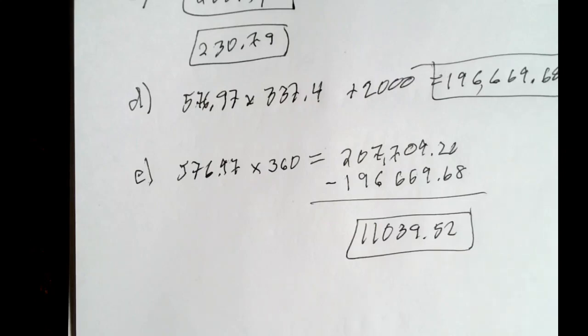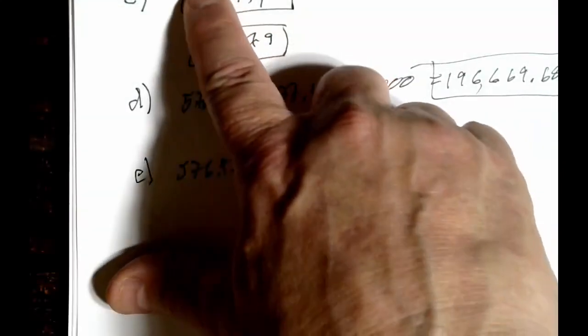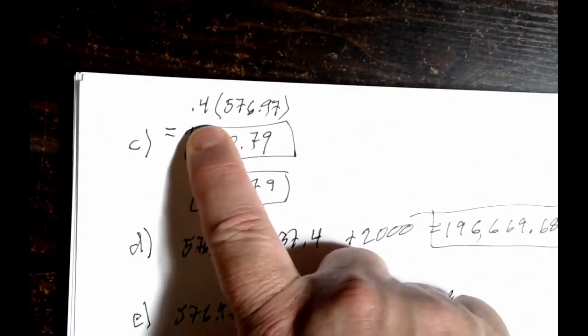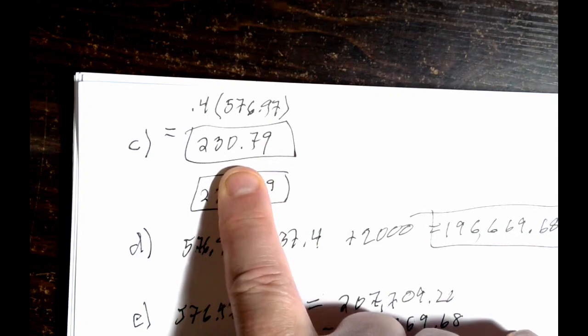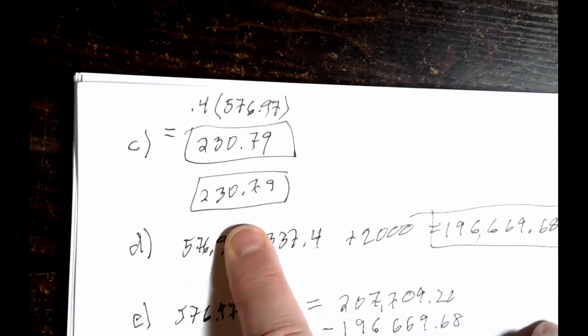Okay, so part C says how much will the remaining debt be after the full payments are paid? So you'd have just 0.04, 4/100 of a payment left, which is $230.79. And that's how much you'd have to pay extra on the very last payment to pay it all off.